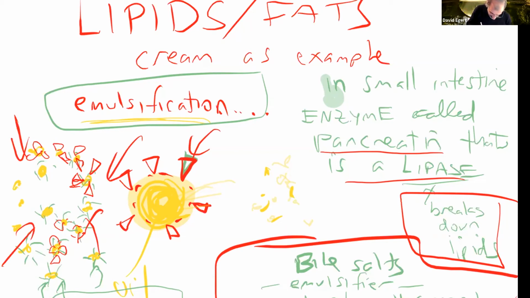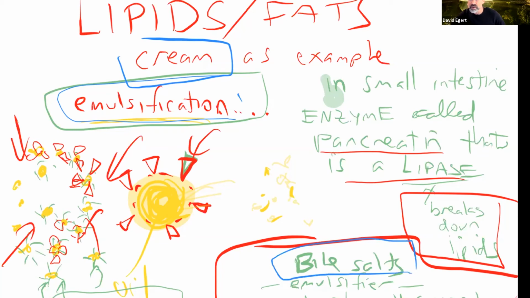So just as we should say, cream is already slightly emulsified. If you didn't have some emulsification going on there, it would just be like butter. So obviously the fact that it's like a half and half that you can pour means that there is already some emulsification happening in just the cream itself. But if we add bile salts, we can make it even more emulsified.